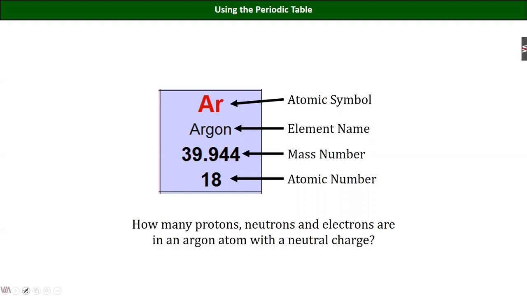But yeah, if you know how many protons you have and you know what your overall charge is, figuring out electrons is easy, right? It takes a little bit of practice, but once you get the hang of the fact that electrons are negative, then it's pretty straightforward. In this case, anytime it's neutral, it's really easy.